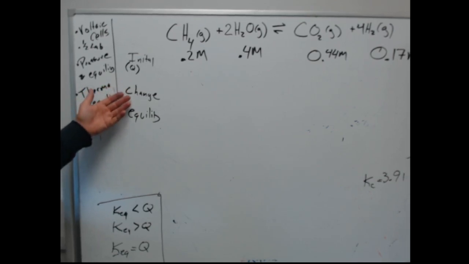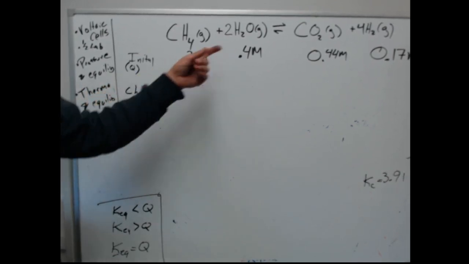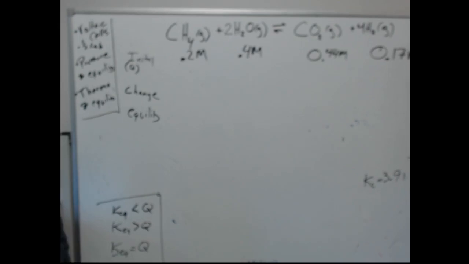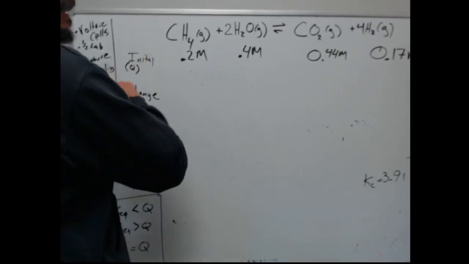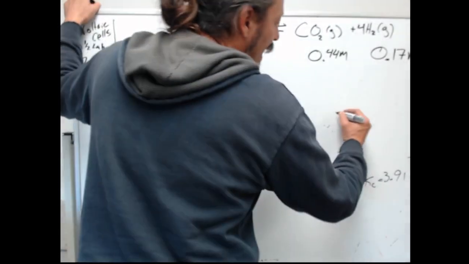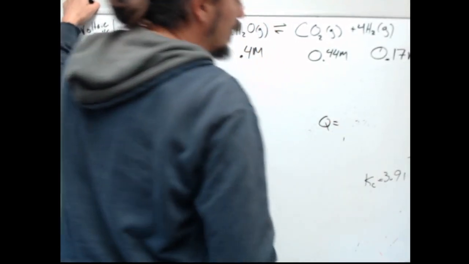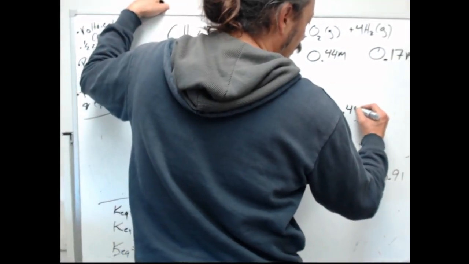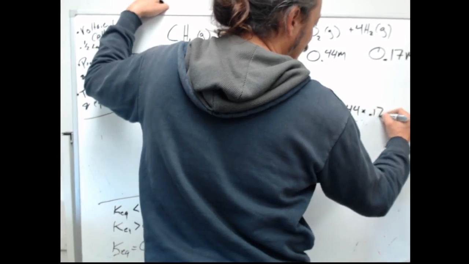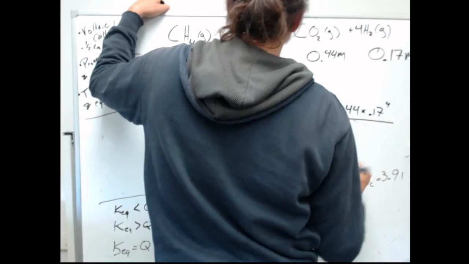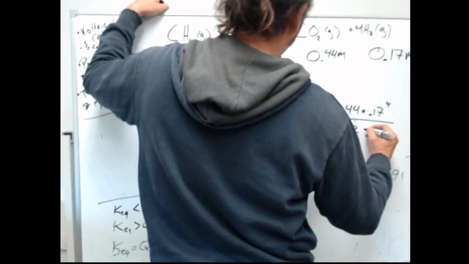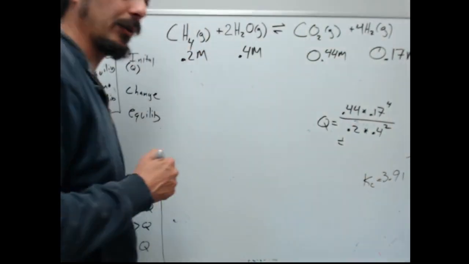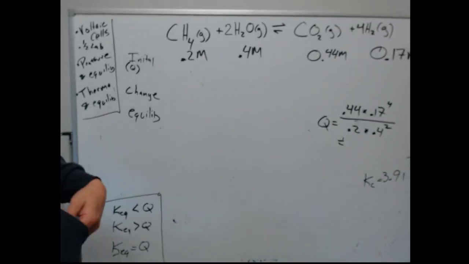Without really doing any calculation, we could tell how it was going to change because we knew we needed more products. In this situation, I can't tell. So I have to calculate, instead of just eyeballing my Q value, I actually have to calculate my Q value in terms of products over reactants. I have to do 0.44 times 0.17 to the fourth divided by 0.2 times 0.4 squared and get a value associated with that initial condition.